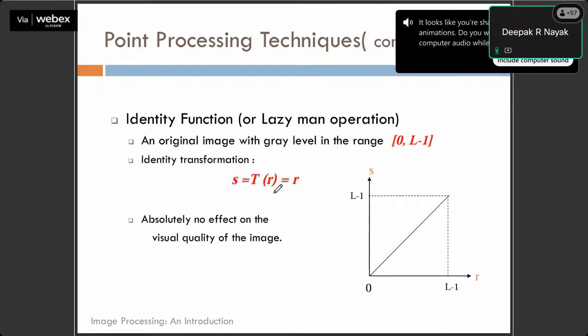I'll start with the identity function. You can see how the identity function looks and how it can be expressed in the form of an equation: s equals T of r, which is s equals r. This is r on the x-axis, and s is the output pixel in the output image. So r is equal to s. This is an identity function, so nothing will be changed if you apply this one.